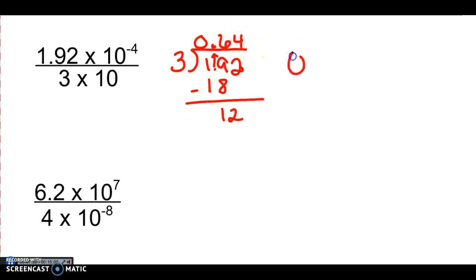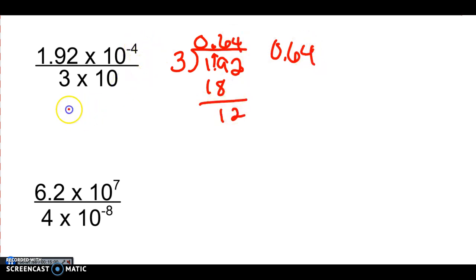3 goes into 12 4 times. So I have, oh dear, let me redo that. I have 0.6. Well, what happened there? So I subtracted that, I got 12, then I got 4. 0.64. I think I deleted everything.